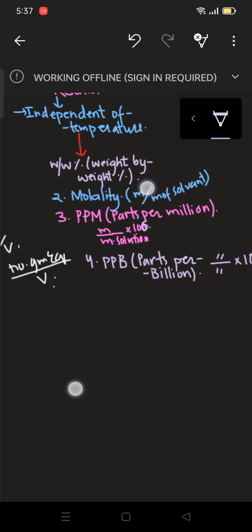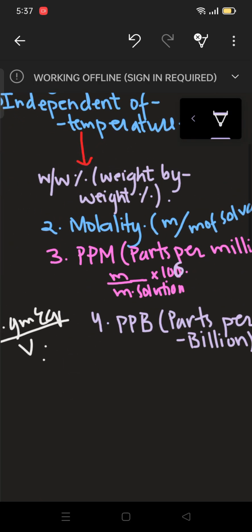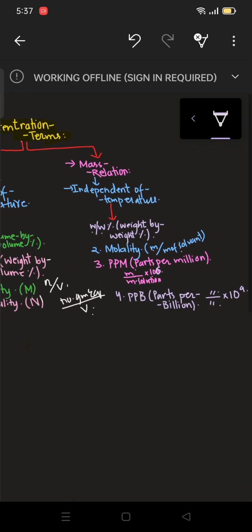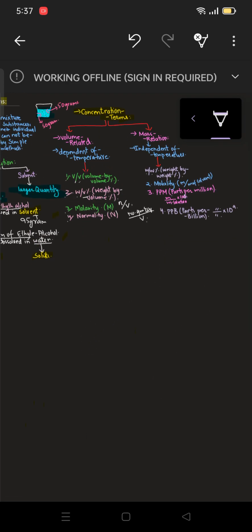So if you see why are they related to the mass, since here you can find mass, okay, mass and mass of solvent, again mass. So see, all things are related with mass, means they will not be affected by temperature. So we again divided the concentration terms in two categories, volume related and mass related.